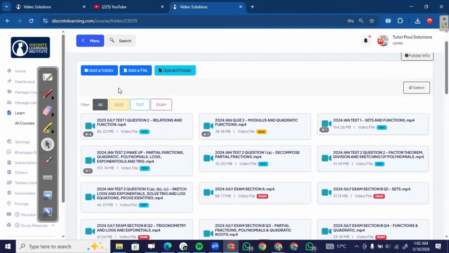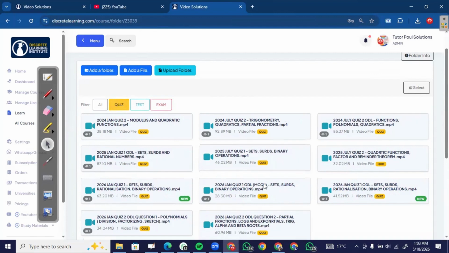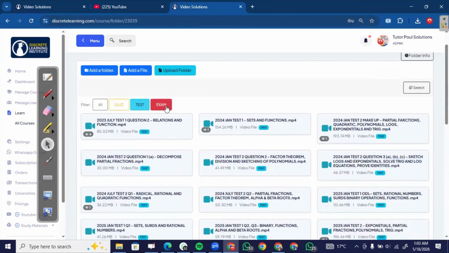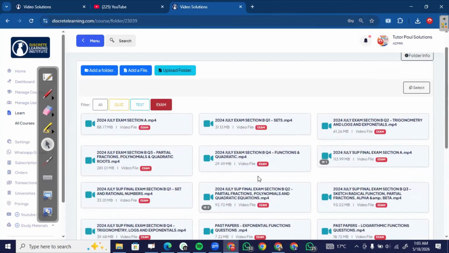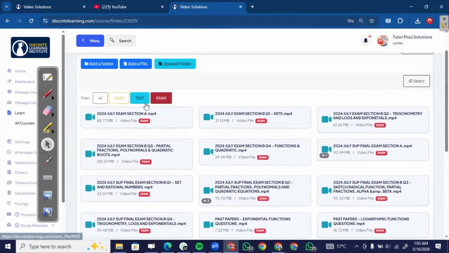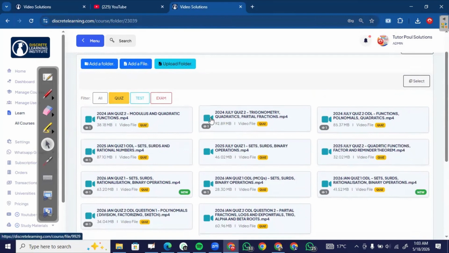Also here on top, there are these filters. If you just want to see the papers for the past quizzes, you click there, and the quizzes will appear. If you want a test, you click there, and they will appear. If you want the exam, you click there, and they will also appear. So these are just exam past videos here, tests, quiz, and it's the same in all the courses.